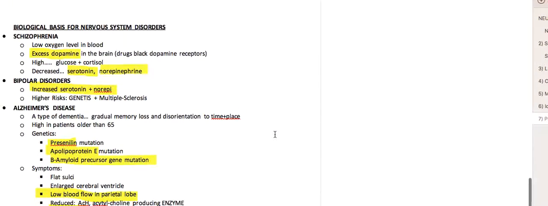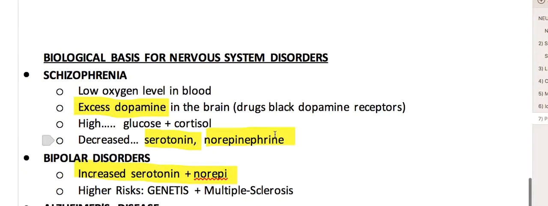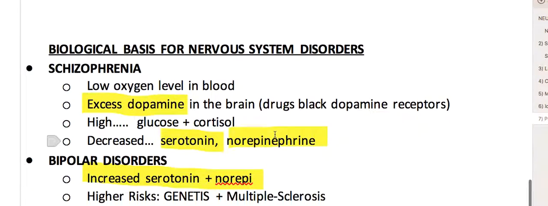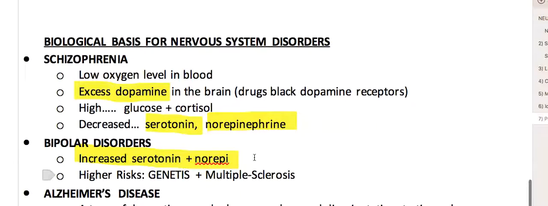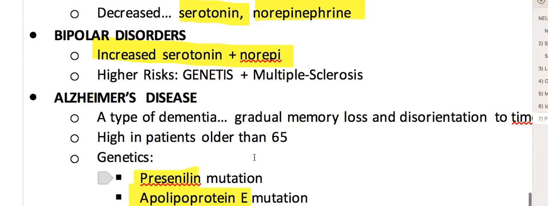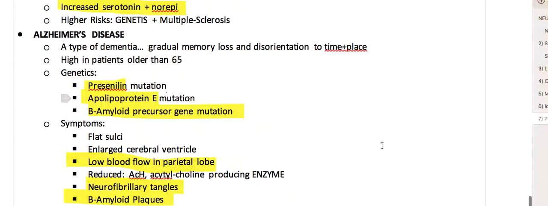Okay, biological basis for these disorders. Schizophrenia involves low oxygen levels in the blood, excess dopamine in the brain, and high glucose and cortisol levels. You have decreased serotonin and norepinephrine. Bipolar disorders, on the other hand, have increased serotonin and norepinephrine. So schizophrenia is opposite from bipolar disorder in serotonin and norepinephrine. You're at high risk for bipolar disorder if someone in your family has it, because of genetics. So basically, if someone in your family has bipolar disorder, you're probably going to have it too.